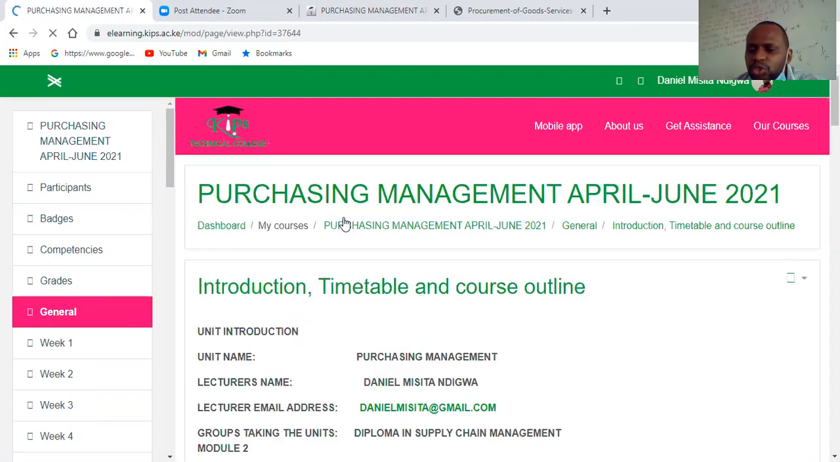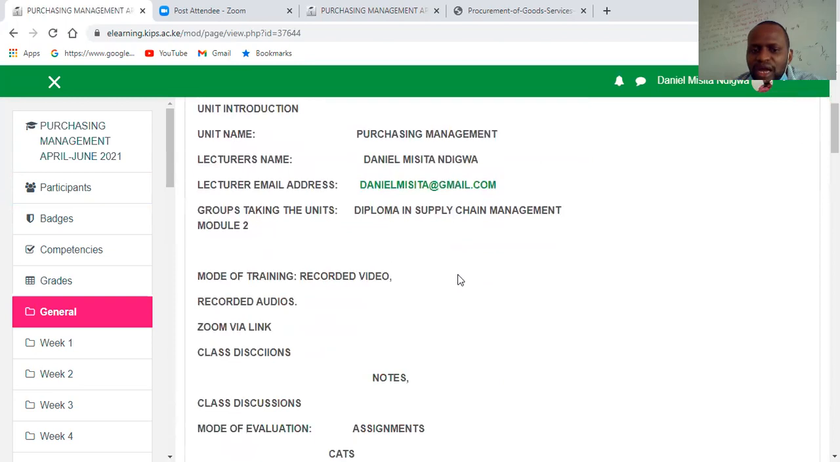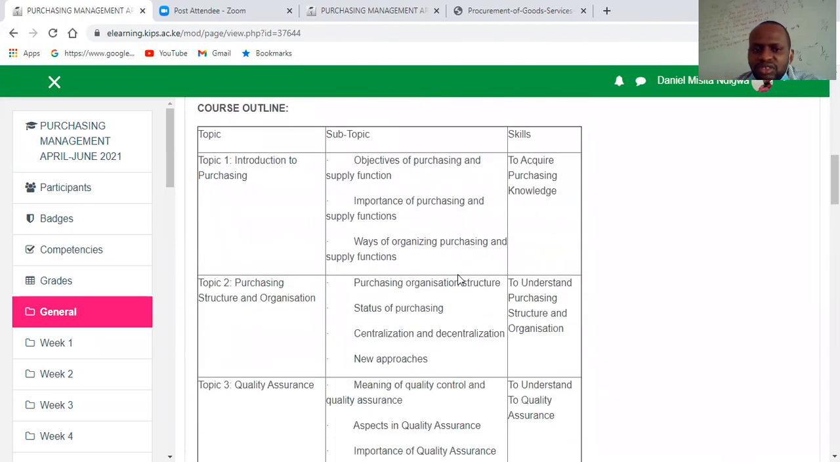The other thing I'm going to show you is the course outline, what you expect to get at the end of this semester, what at least you must have learned towards the end of this semester. So our first topic is introduction to purchasing. Here we will be talking about the objectives of supply function, the importance of purchasing and supply function, and ways of organizing the supply function.